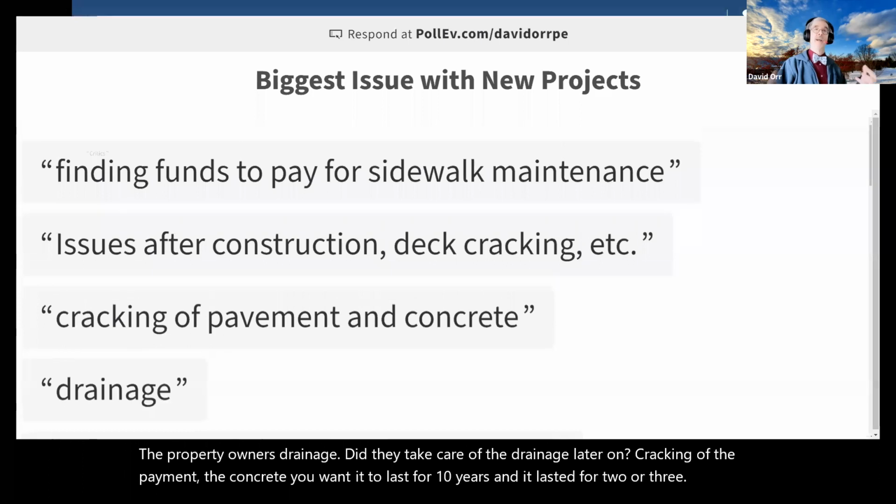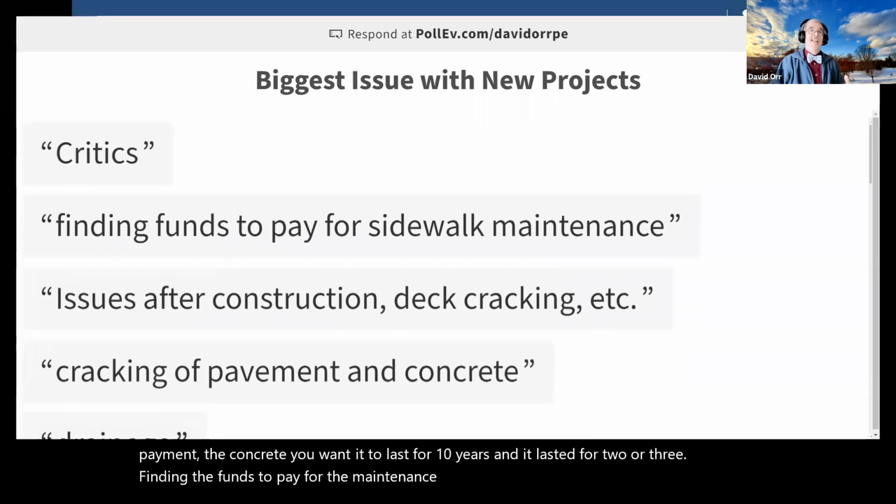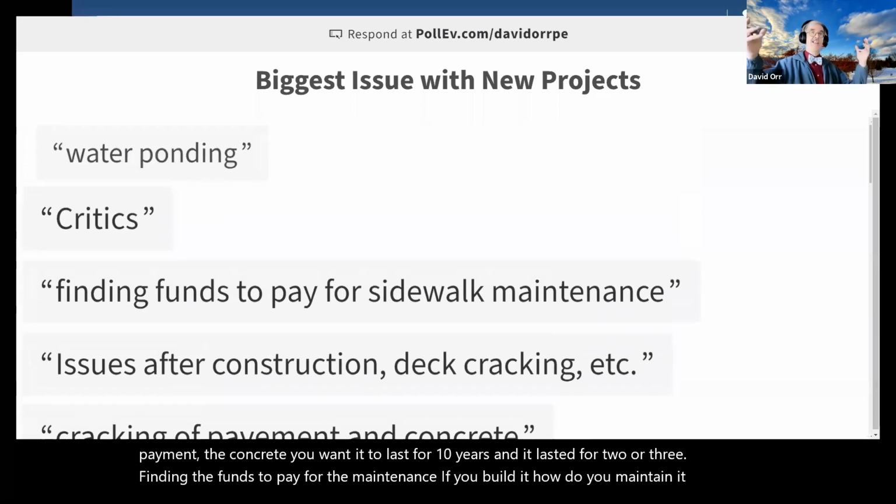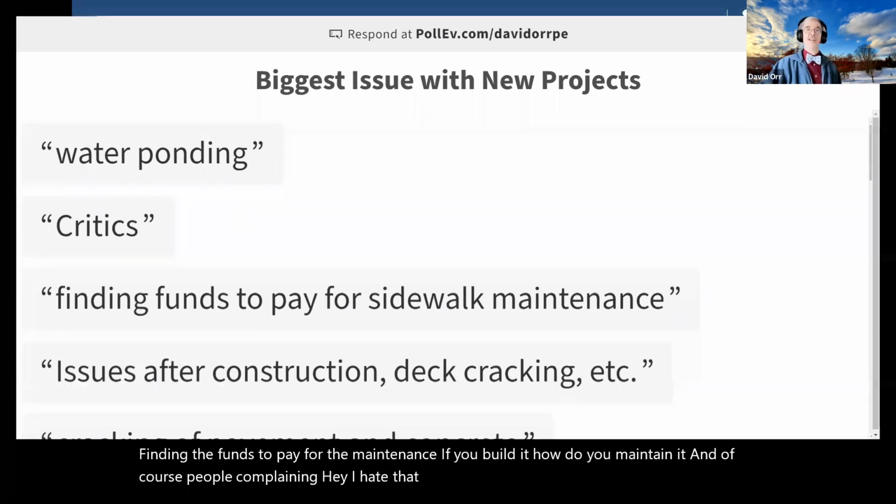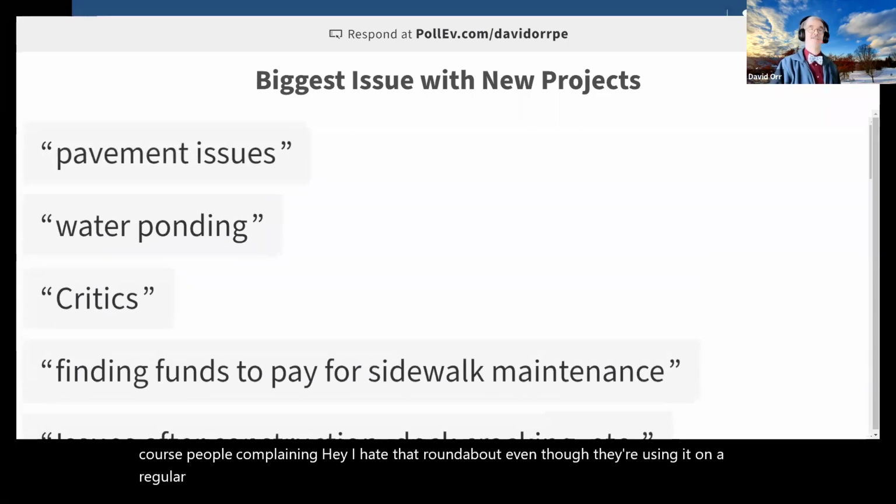Finding the funds to pay for the maintenance. If you build it, how do you maintain it? And of course, people complaining, hey, I hate that roundabout, even though they're using it on a regular basis and you haven't had a crash in 6 months.